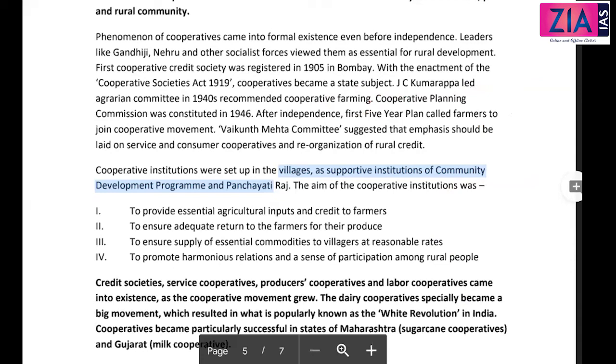Okay. So after independence, the first Five-Year Plan called farmers to join the cooperative movement. But guys, even though this cooperative farming that I've discussed is part of land reform, it was not compulsory. It was voluntary only. Unlike the other ones, like land ceiling was compulsory, but land consolidation was voluntary. This one also voluntary, but land consolidation, two states made it mandatory, compulsory: Punjab and Haryana. Similarly, cooperative farming was also compulsory in which country? China. Okay.